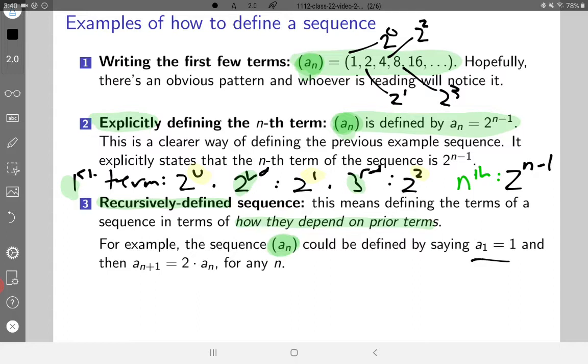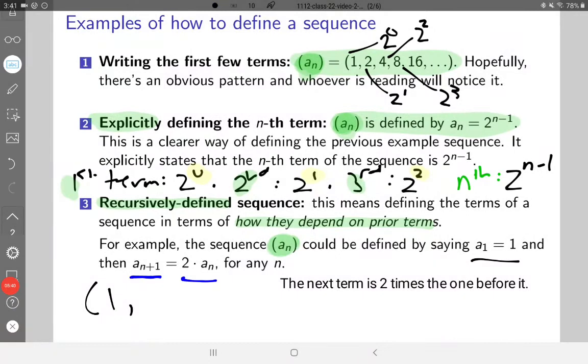So I'm saying a sub 1 is 1, the first term is 1, and then I'm saying that the n plus 1th term is 2 times the term before it. That's a way that I would think of that out loud. Think of the n as an arbitrary point along the sequence, the nth term. And this is saying if you double that nth term, if you multiply it by 2, you get the n plus 1th term. You get the one right after it.